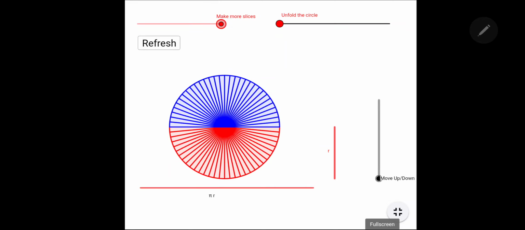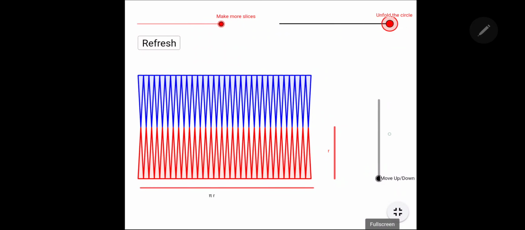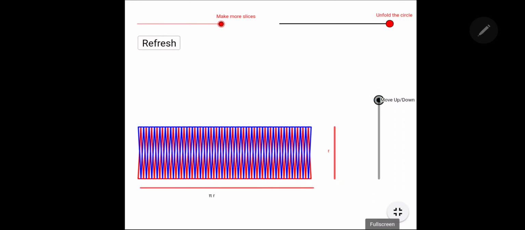Let's take it as far as it'll go. Unfold it. Do you see how much that looks like a rectangle? Well, you could find the area of a rectangle. We just talked about that, right? You would do the length times the width. Well, the length here is pi r, and the width is r. So pi r times r would be pi times r squared. And that is actually the formula for the area of a circle. Pretty cool.